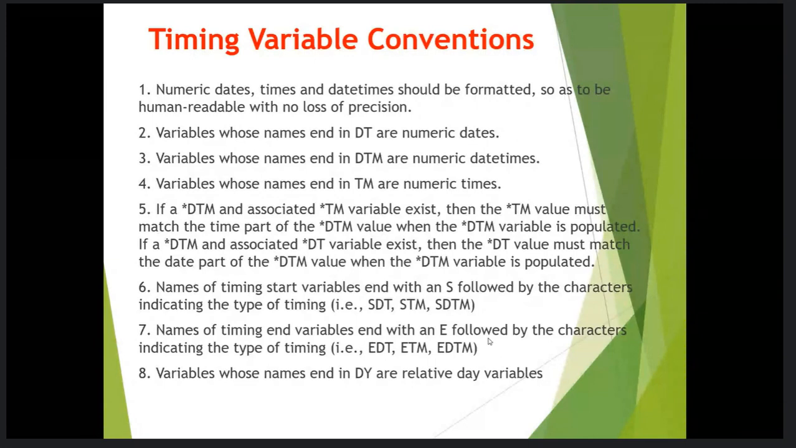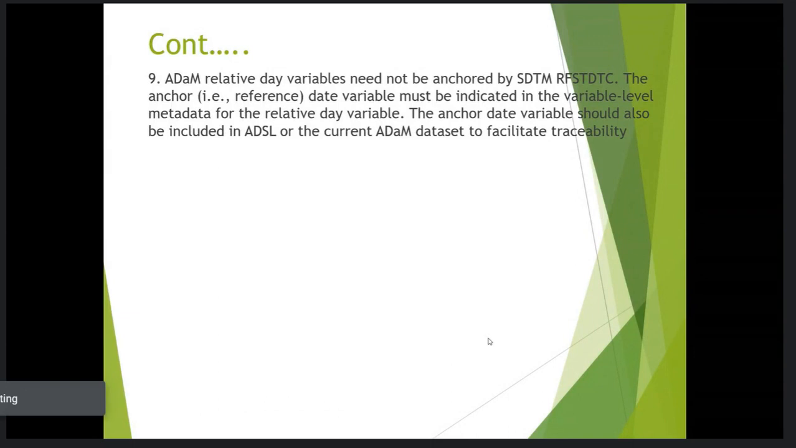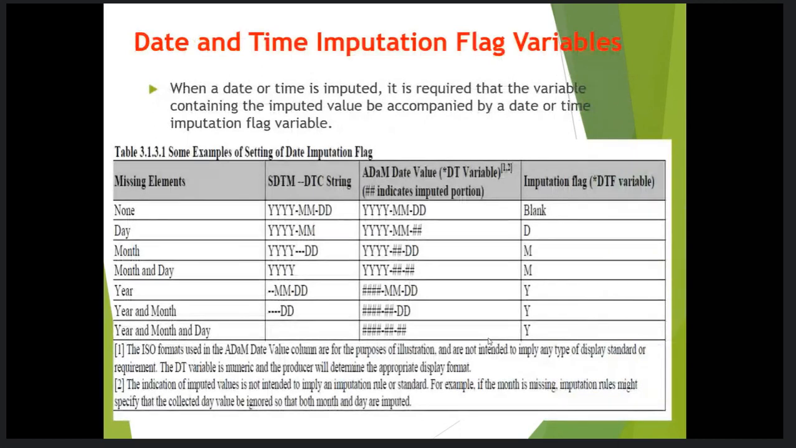So here also, as in SDTM, we are going to have DY variables, study day variables. And to generate these study day variables, we are going to take a reference date as RFSTDTC, so RFSDT. Whatever date we have taken in SDTM, we are going to take the same RFSDT here also. And I told you, when we have incomplete dates, we should create a flag. So when we have incomplete times also, we should create a flag.